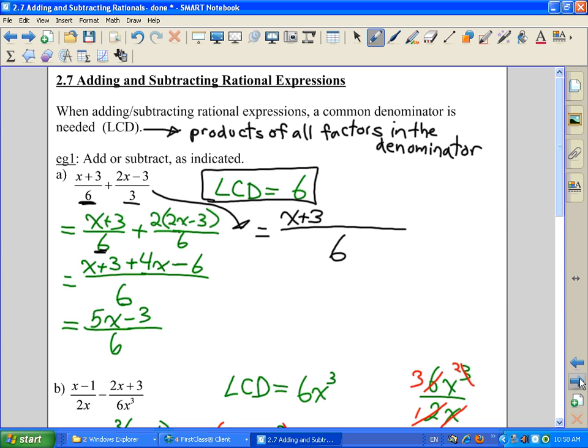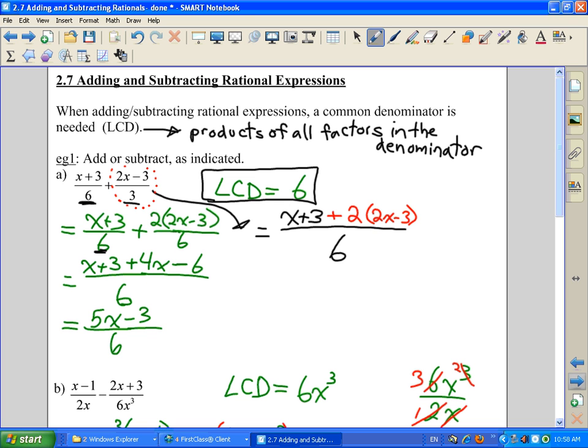Then taking a look at our second rational expression here, what has happened from 3 to get it to our lowest common denominator of 6? You had to multiply it by 2. Whatever you do to the bottom, you have to do the same to the top. So it's going to be plus 2 times whatever your numerator is.